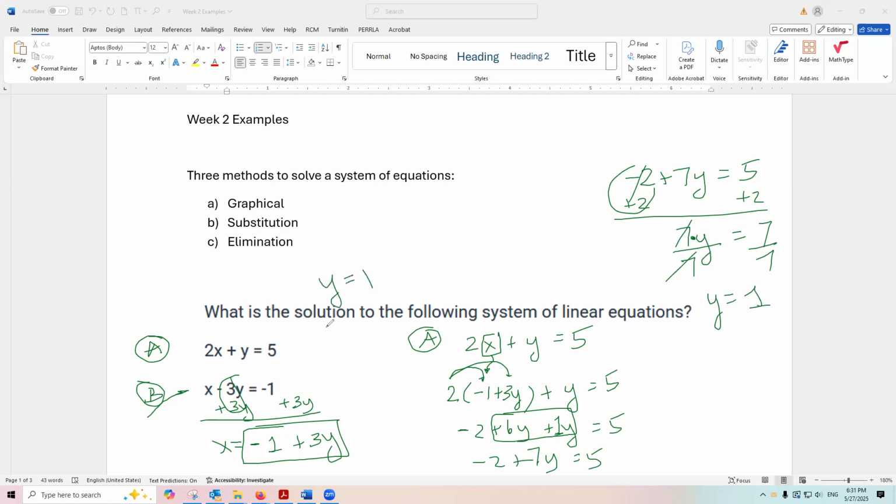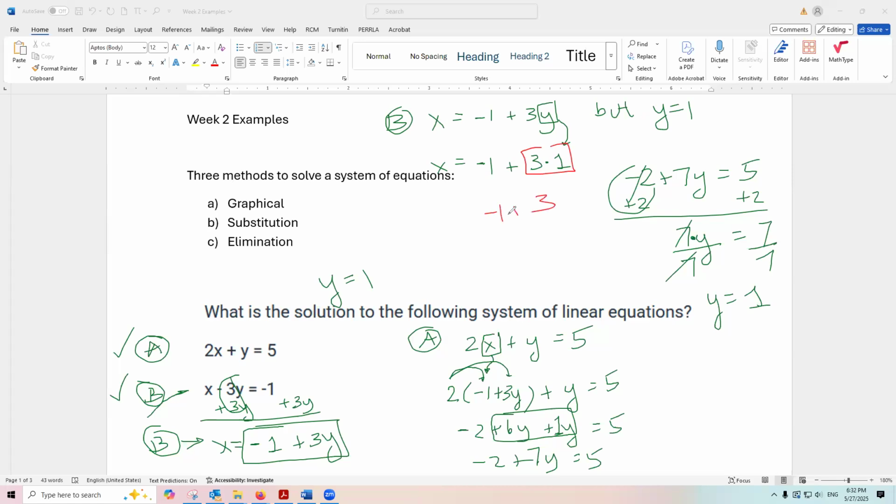But we also need to find x. What I could do is go back to either equation A or equation B. I'm going to use this version of equation B that says x equals -1 plus 3y. But we now know that y is 1. So I'm going to replace this y with a 1. So x equals -1 plus 3 times 1. Order of operations says I've got to do this multiplication first. 3 times 1 is 3. -1 plus 3 is 2. So x equals 2.